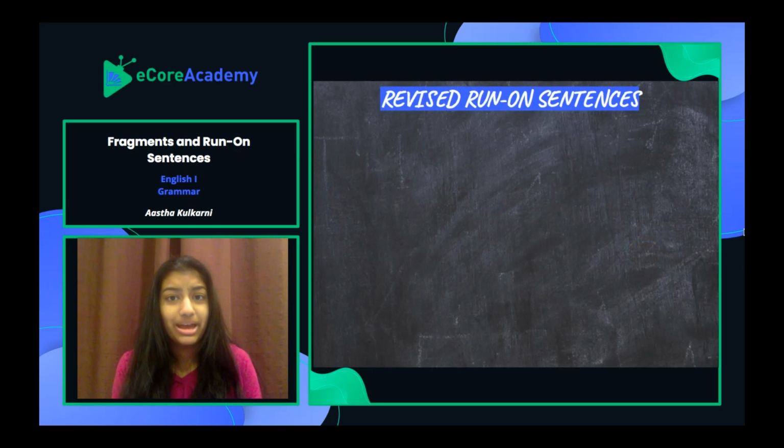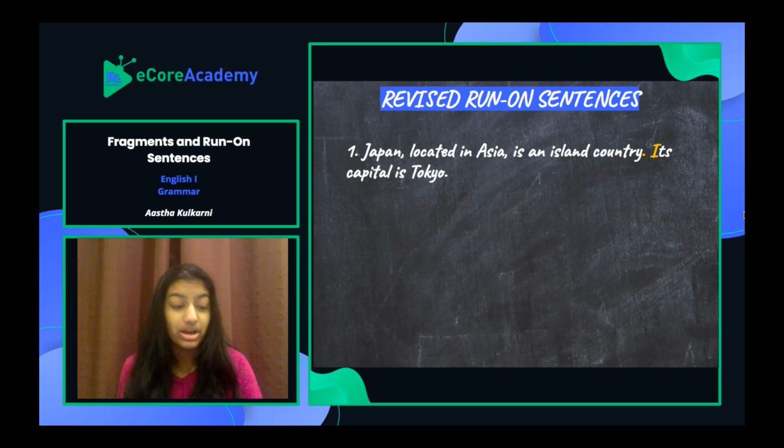So again, let's go back and revise those previous run-on sentence examples that we had. Our first example was: Japan, located in Asia, is an island country. Its capital is Tokyo. That was our original run-on sentence. For this one, we're going to be using the first technique, which is to separate the two sentences using capitalization and end punctuation. As you can see, we kind of just broke off the sentence in this area, so we made it into two sentences.